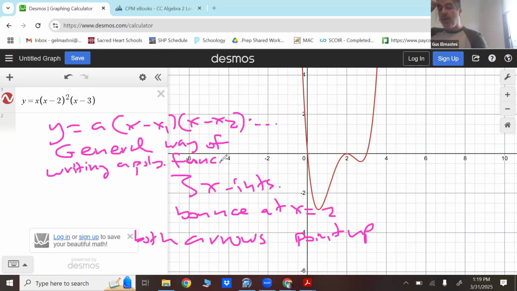That's a good general way of writing it, where x1, x2, and so on are called x-intercepts. That's one way you could write it. Another way you could write it is like this.